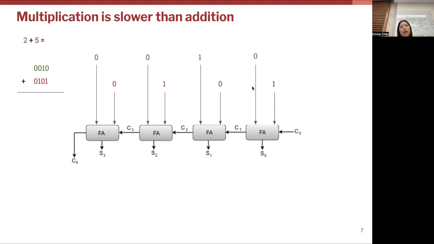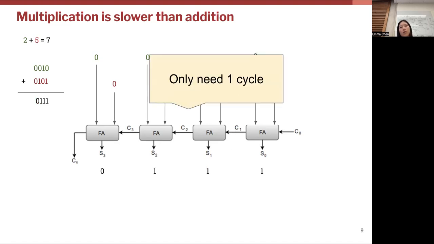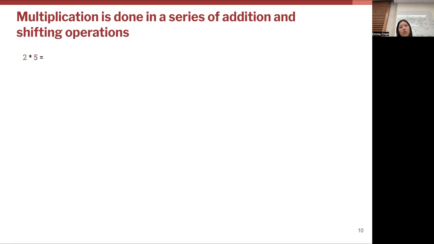When we do an addition, we have the numbers in binary format, and then we're going to do a binary addition using the adder. All of these can be done in parallel, which means even though I have 4 bits here, I just need 1 cycle to achieve the addition result. However, in order to do multiplication, we have to do a series of additions and bit shifting to achieve that.